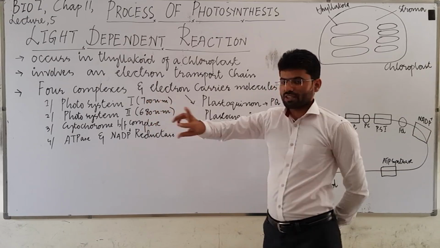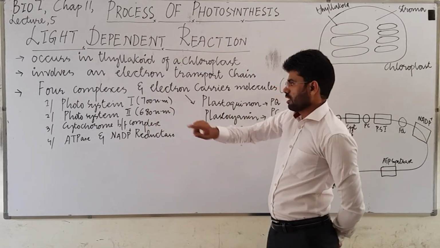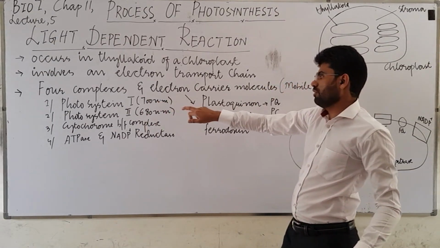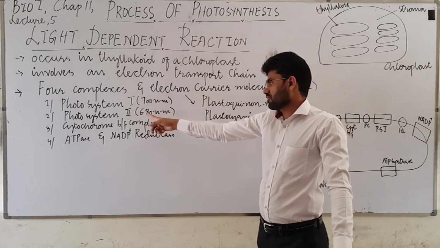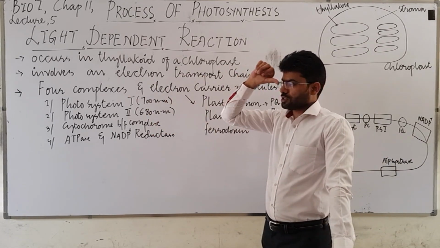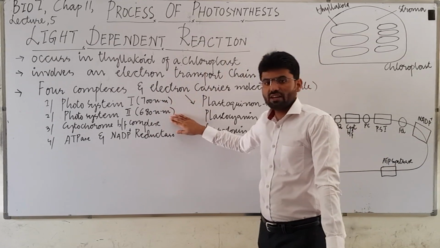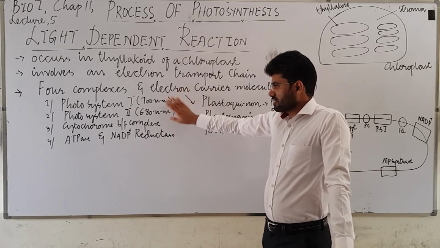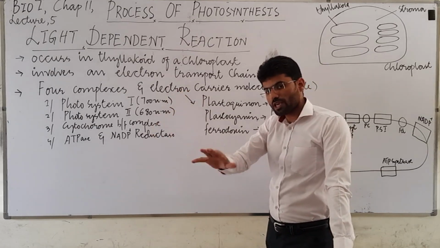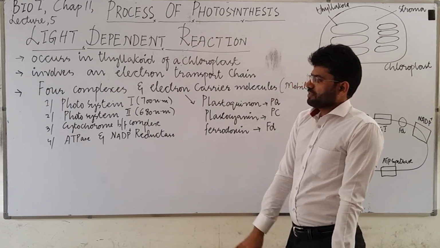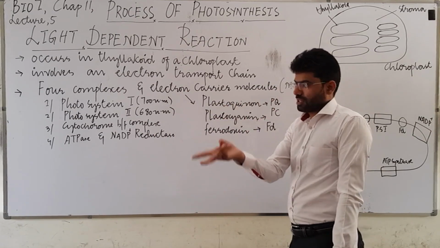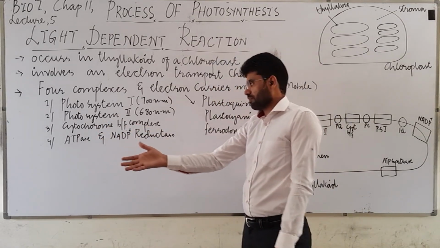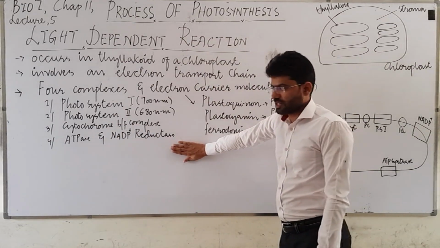Photosystem 1 and photosystem 2 are different because of their absorption spectrum. If you can see, photosystem 1 can absorb a maximum wavelength of 700 nanometers, and photosystem 2 can absorb a maximum wavelength of 680 nanometers. So these are the 2 complexes. The third one is called the cytochrome b6f complex, and the fourth one is called the enzymatic complex. They are of two types: the ATP synthase complex or ATPase complex, and NADP reductase.